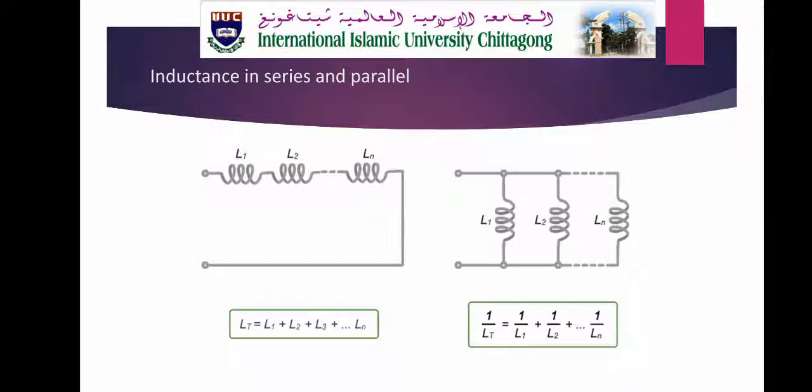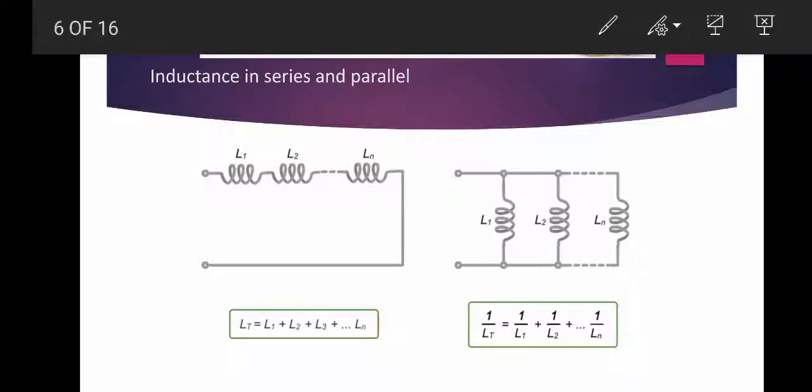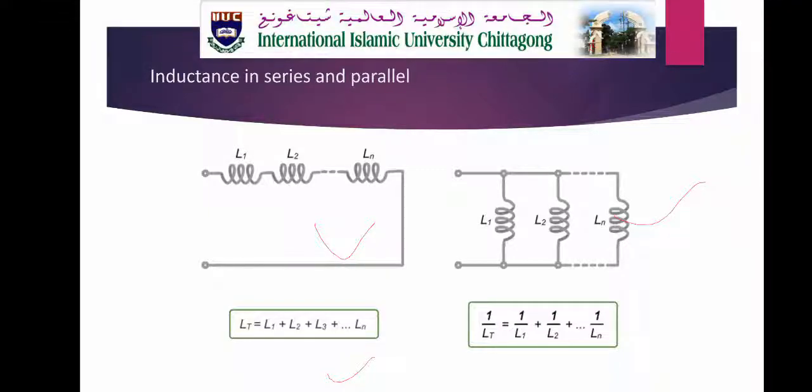In the next slide, the inductors in the figure on the left are connected in series, for which the formula is LT equals L1 plus L2 plus L3 plus dot dot Ln. On the other hand, the inductors in the figure on the right are connected in parallel, for which the formula is 1 by LT equals 1 by L1 plus 1 by L2 plus dot dot 1 by Ln. Moving to the next slide.